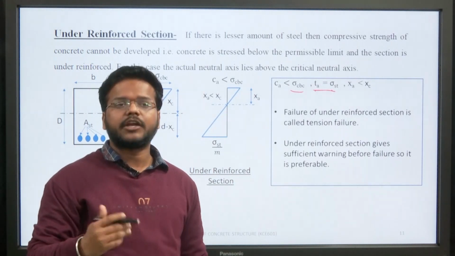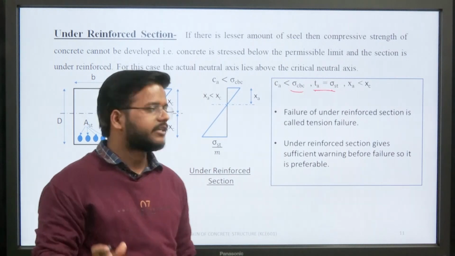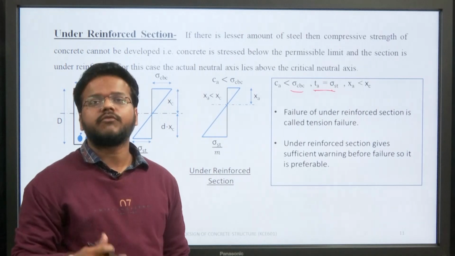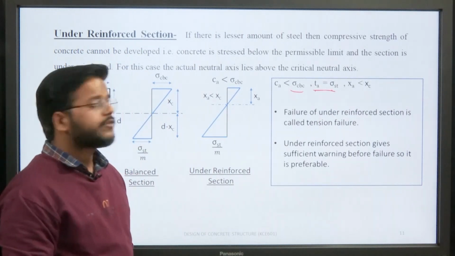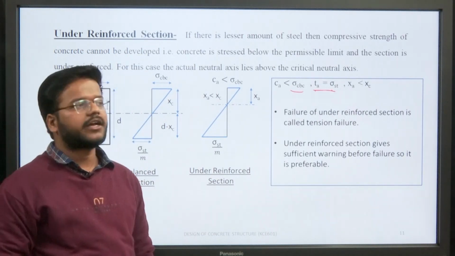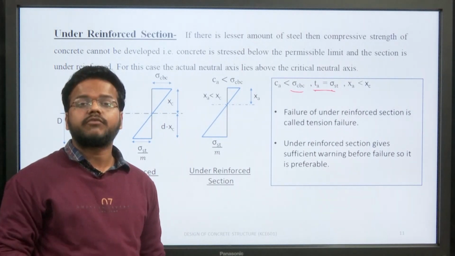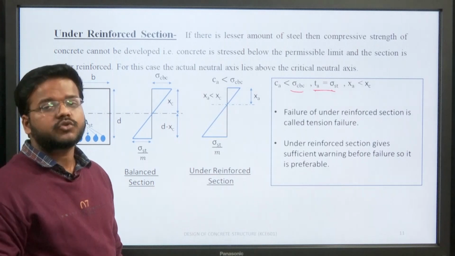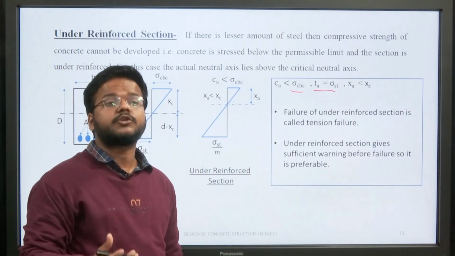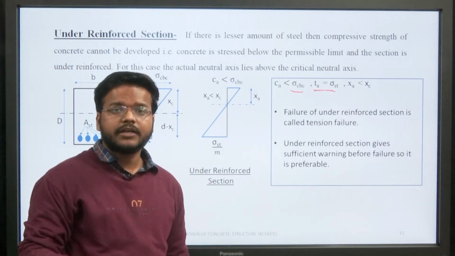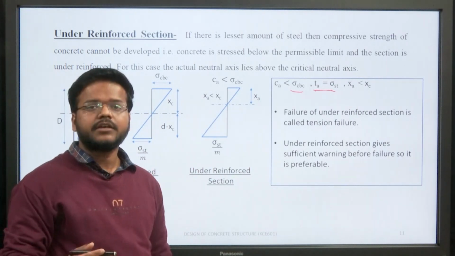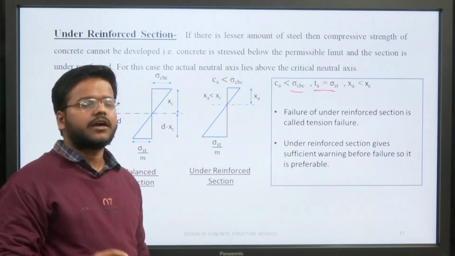You know that steel is ductile in nature. So its failure is in ductile nature, which means it gives a proper indication, a proper warning, before failing. That is why we prefer to design an under reinforced section: if any kind of failure is seen, it will be seen in the reinforced concrete section that is ductile, so you get at least a warning before failure. So generally we try to design an under reinforced section.